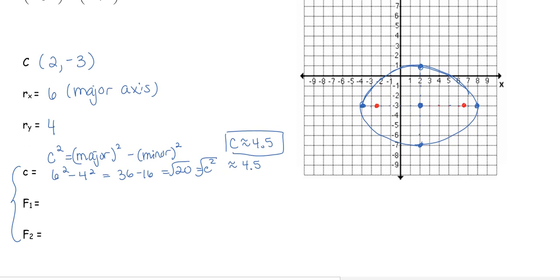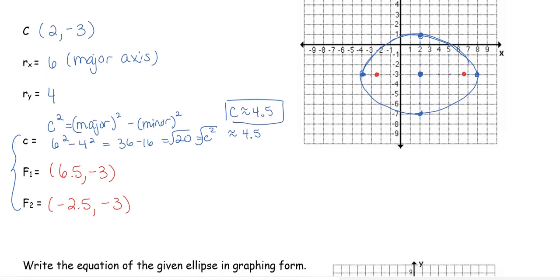For ellipses, the foci will always be inside of your ellipse. So if I look here, I'm at 6.5, -3, and the other foci is at -2.5, -3. So counting to the right 4.5, I have the first foci point. Counting to the left, I have my second foci point. It doesn't matter which one you say is foci 1 and which one you say is foci 2. But don't forget that the foci will always be inside of your ellipse. If you plot your points and it's outside, you made a mistake.